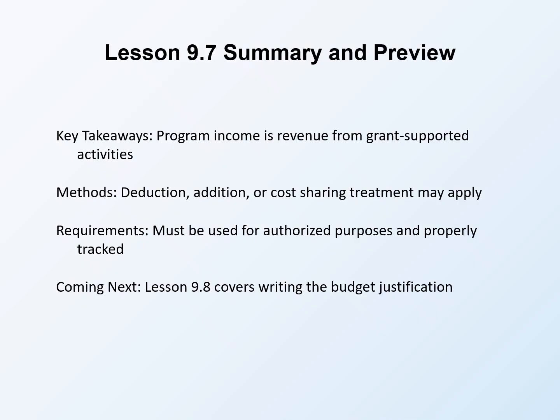Program income must be used for purposes authorized by the award and is subject to the same federal requirements as grant funds. Proper tracking and documentation demonstrate compliant management. Accurate reporting on federal financial reports is required throughout the award period. In our next lesson, we shift from managing revenues to preparing budgets for submission. Writing the budget justification is the art of explaining your numbers compellingly. A strong justification helps reviewers understand not just what you will spend, but why those expenditures are necessary and appropriate for achieving project objectives.